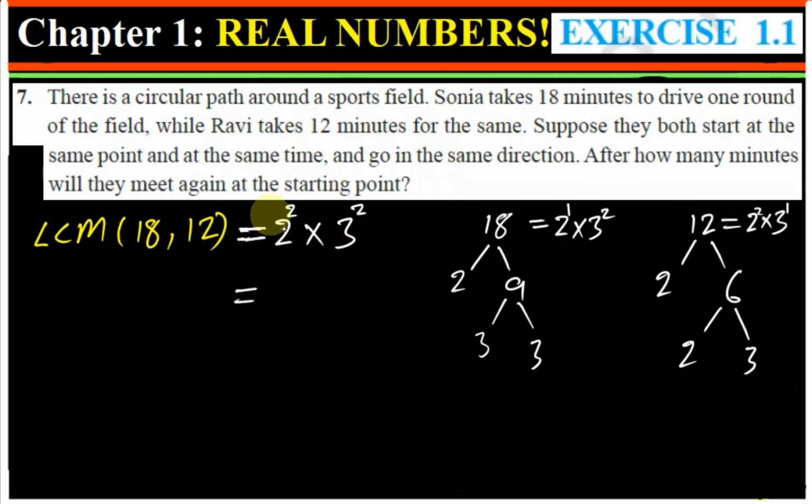So now we have to solve it. 2 square is 4 into 3 square is 9, and 4 times 9 is 36. So after 36 minutes they will meet at the same starting point. In that case, after 36 minutes, they both will meet again at the same starting point.